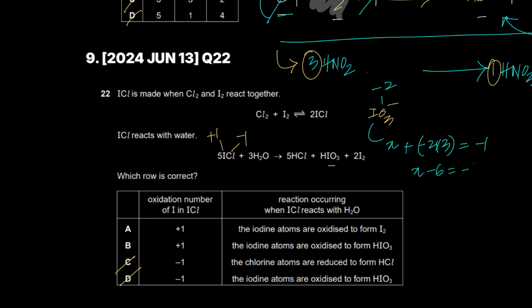X minus 6 equals -1, so X equals +5. So the I in the iodate ion is +5. And this I2 is in its pure elemental state, so it's 0.